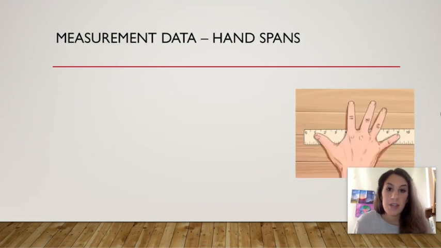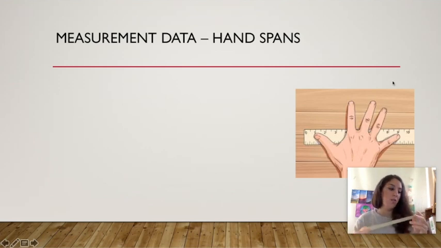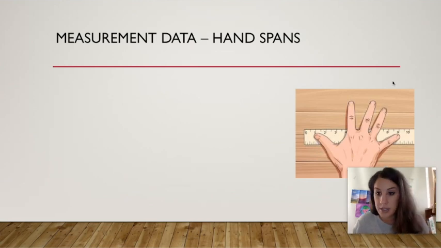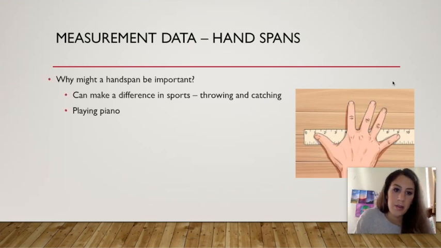Okay, so the measurement data we're going to be using today is hand spans. And you can see in this picture here, this is how you measure a hand span. You want to put your hand right at the edge of the ruler on the centimeter side, stretch your fingers out, and see what your hand span is. My hand span is 21 centimeters.